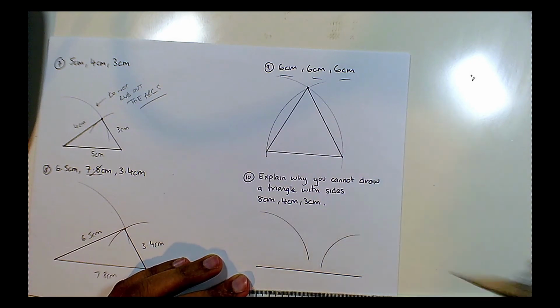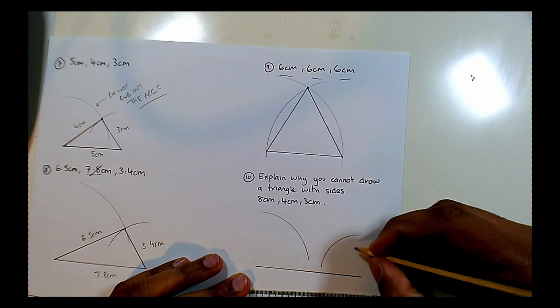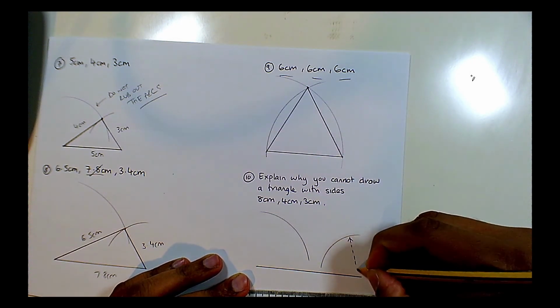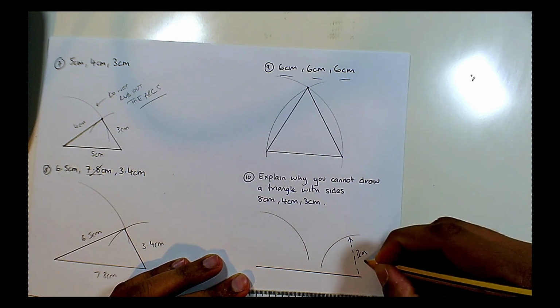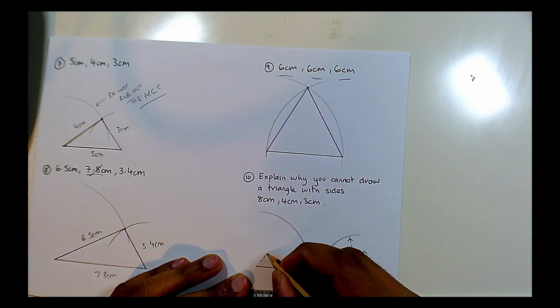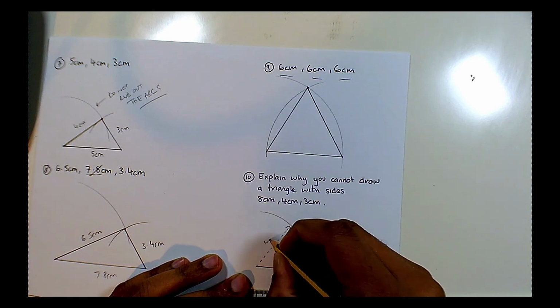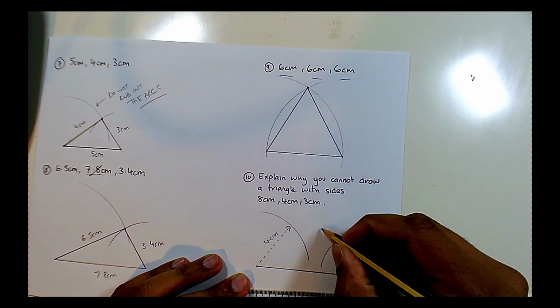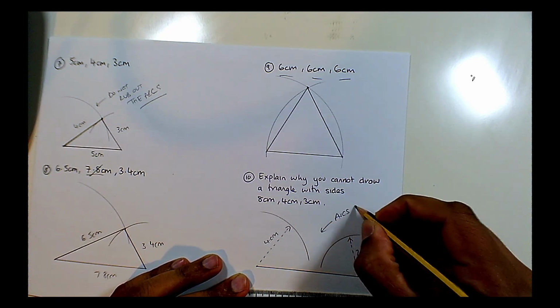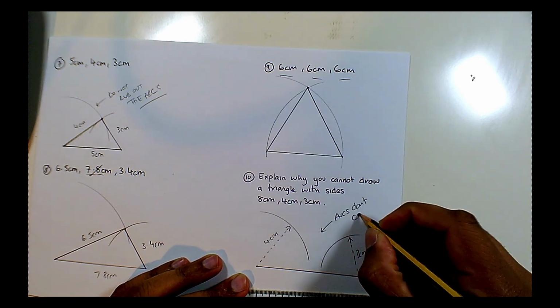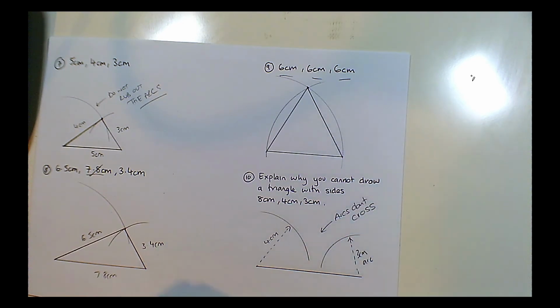And you can see there that the two arcs don't meet. So this here is my 3 centimeter arc, and this here is my 4 centimeter arc, and the arcs don't cross. And so that will be visual proof as to why you cannot draw this particular triangle.